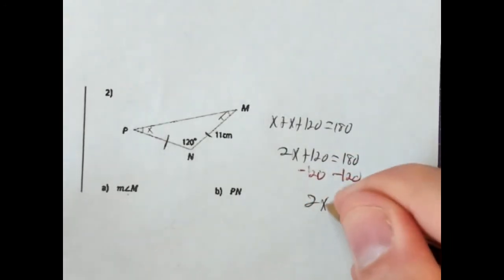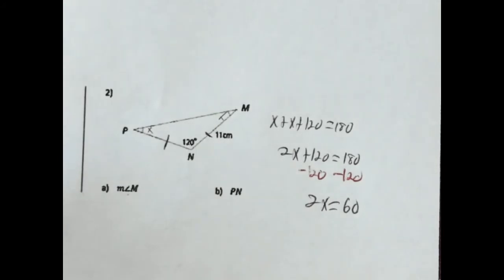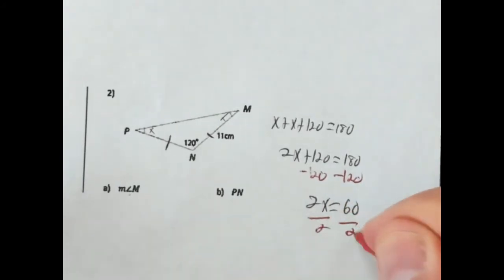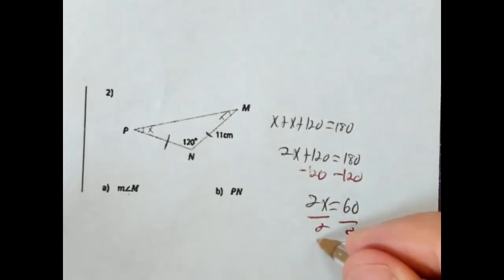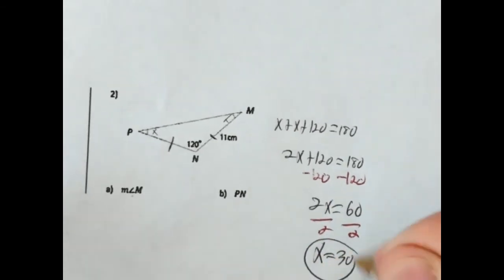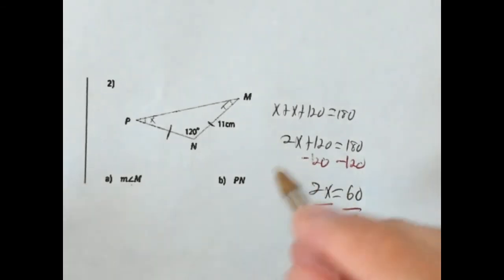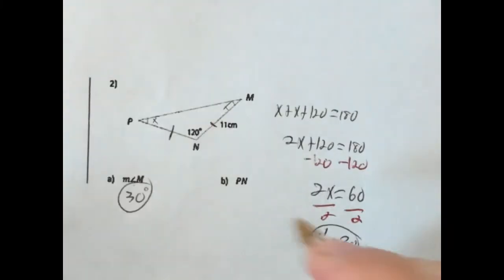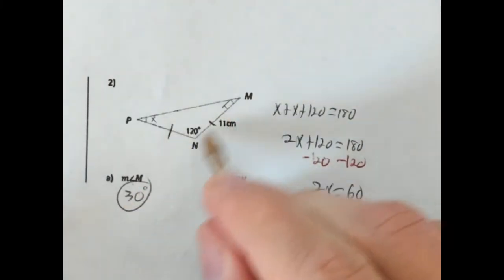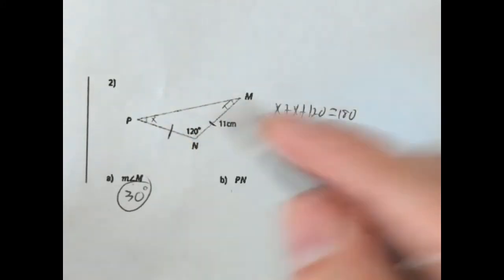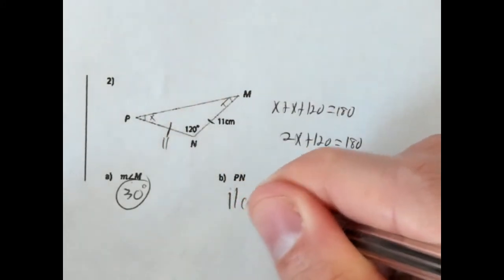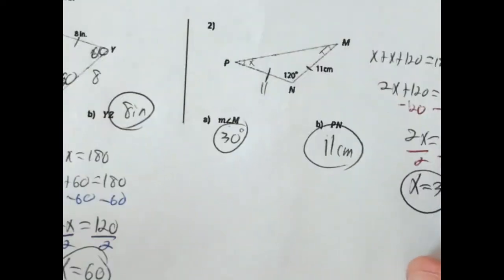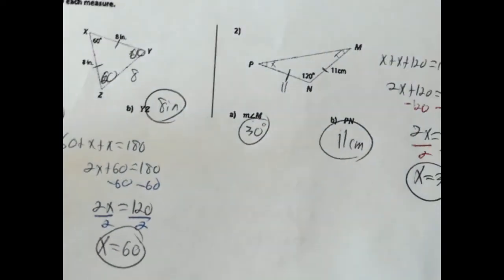So 2x equals 60. Divide by 2. And x equals 30. And that's it. So the angles would be 30, those two base angles, 30 degrees. And so these have to be the same because of the base angles, so this would be 11 centimeters. Okay, questions on that? Hopefully not. And yeah, let's go to the last part.